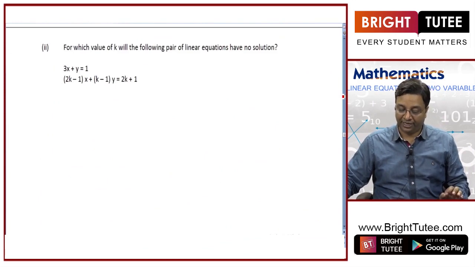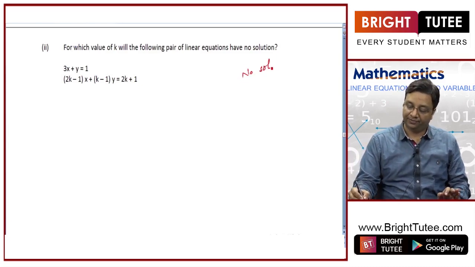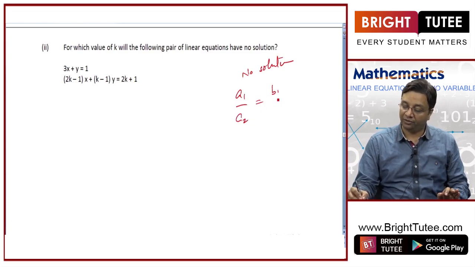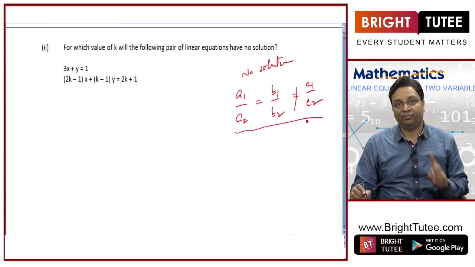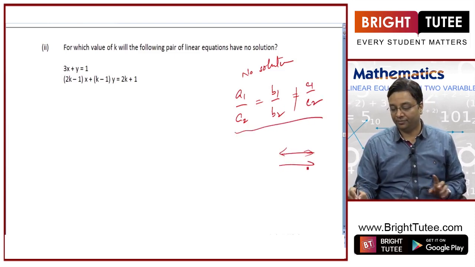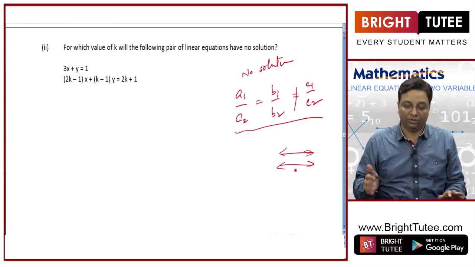For which value of k will the following pair of linear equations have no solution? No solution means that a1 by a2 should be equal to b1 by b2, but it should not be equal to c1 by c2, right? This is the case of parallel lines, where the lines have no common point, hence no solution.